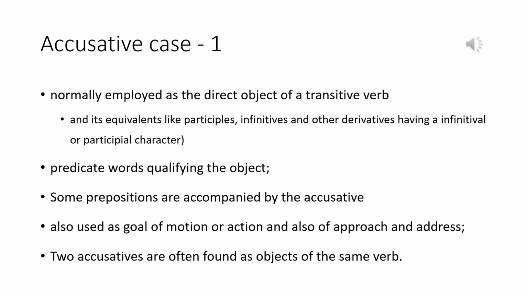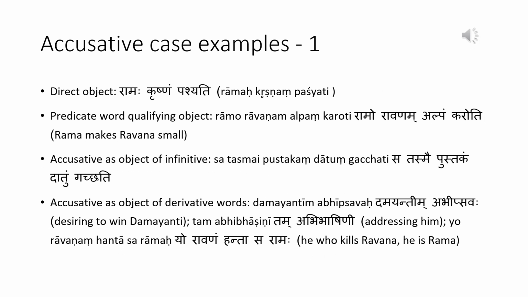The accusative case is normally employed as a direct object of a transitive verb and its equivalents, and also predicate words qualifying the object. Some prepositions are accompanied by the accusative. The accusative is also used as goal of motion or action and also of approach and address. Two accusatives are often found as objects of the same verb. Some examples of the usage of the accusative case are given here and in the next two slides.